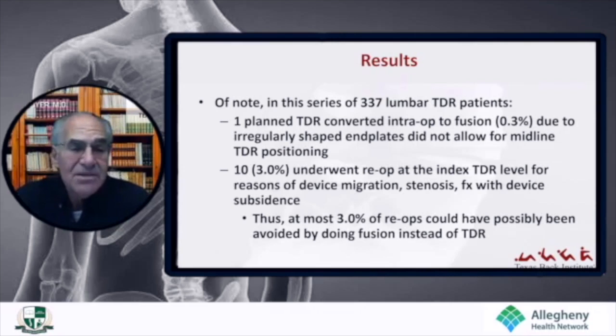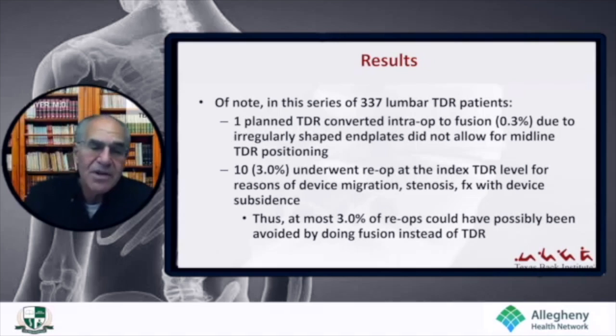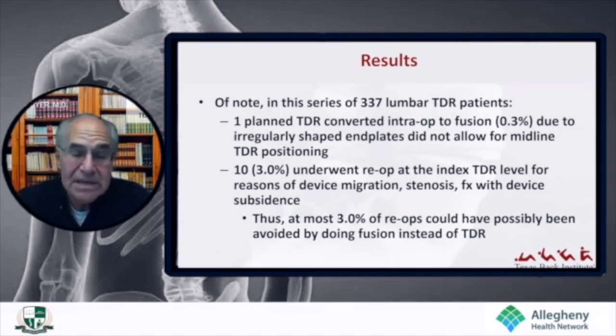We had 10 patients, or 3%, who underwent reoperation at the index level because of device migration, stenosis, or fracture with device subsidence. So thus at most, there was only 3% of reoperation that possibly could have been avoided by doing a fusion instead of a TDR.